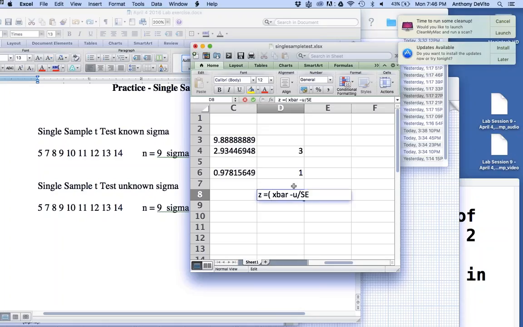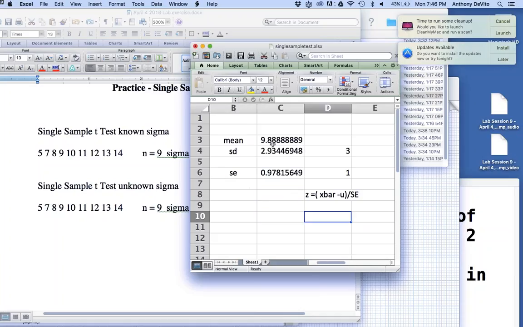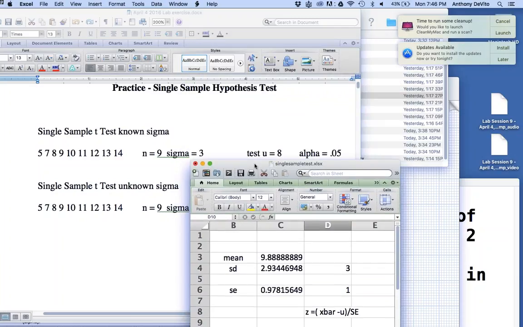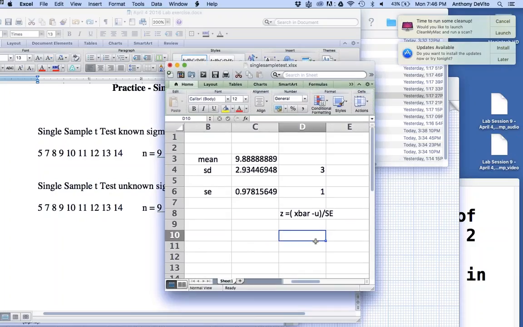Or maybe I should, just so that we're clear. Okay, so let's solve that. X bar minus mu: x bar is equal to 9.10, and the mean of the population I'm comparing it to is equal to 8. You'll see it there, right? So x bar minus mu is equal to 2, divided by the standard error, which happens to be equal to 1. So my z-score is equal to 2.